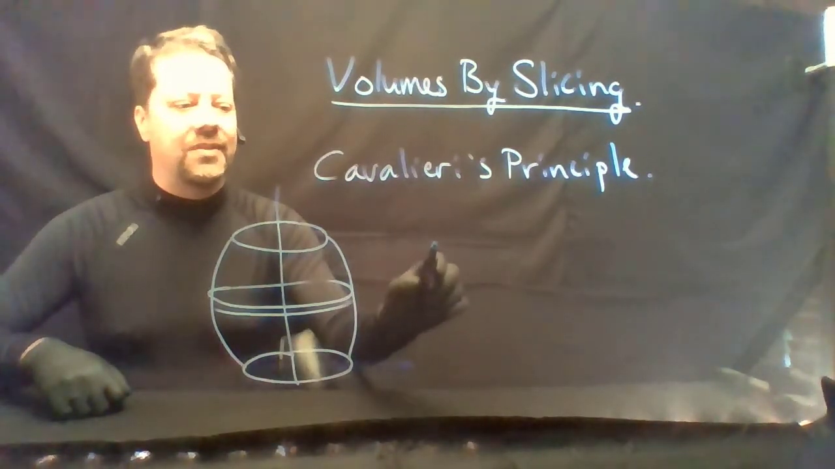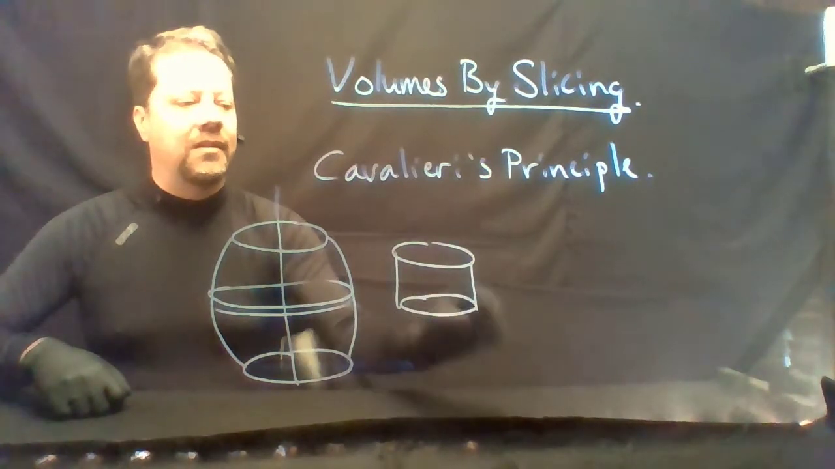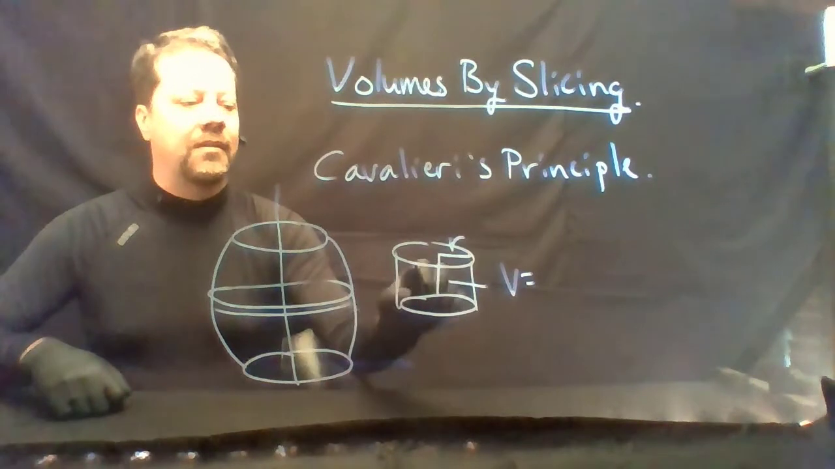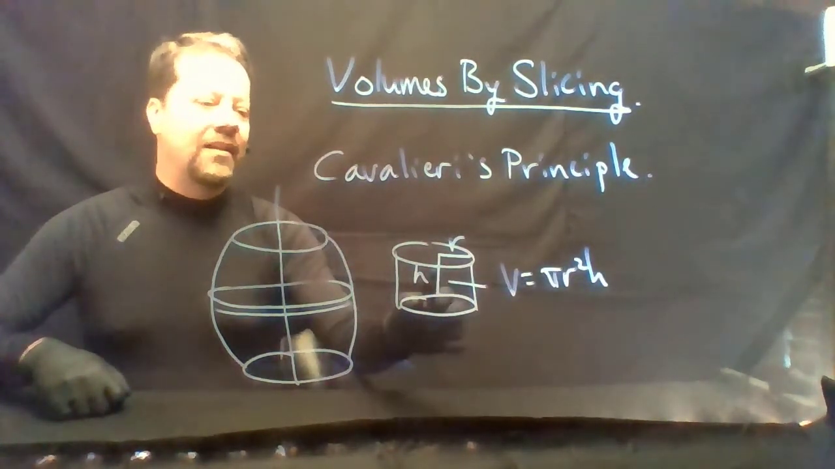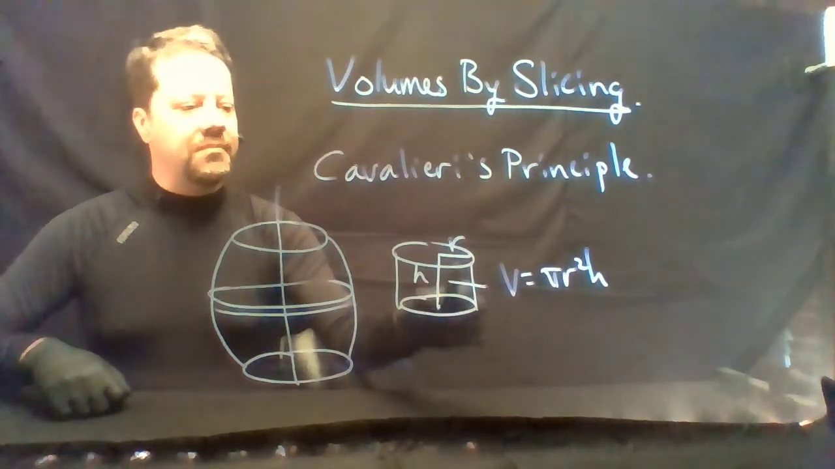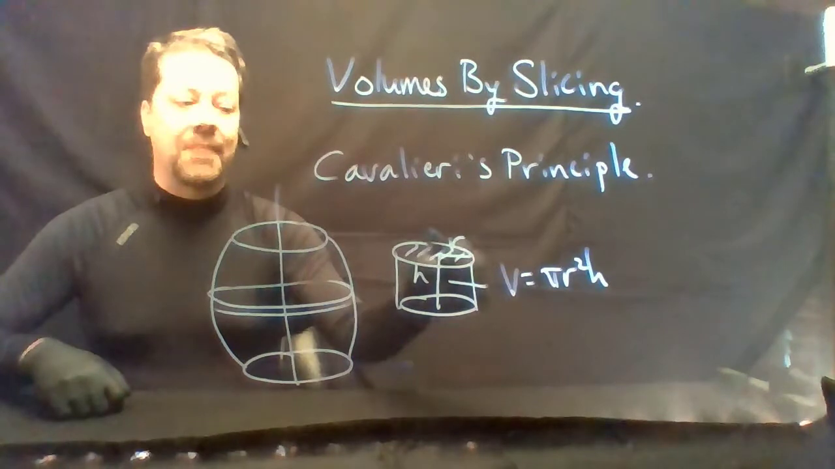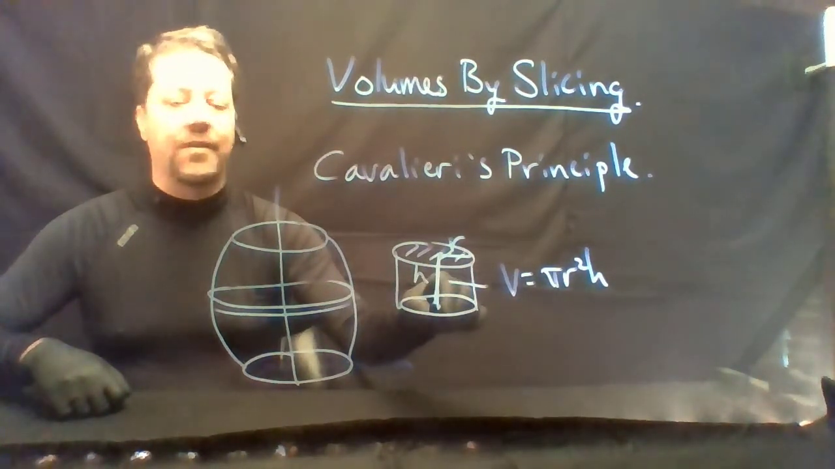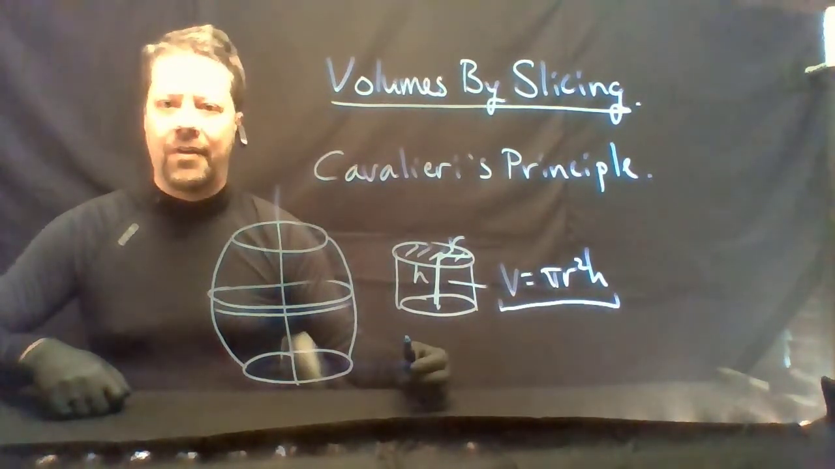A right circular cylinder has volume equal to pi r squared h. If you take the area of a disc-shaped face, pi r squared, and multiply by how far you sweep it, h, you obtain the volume.